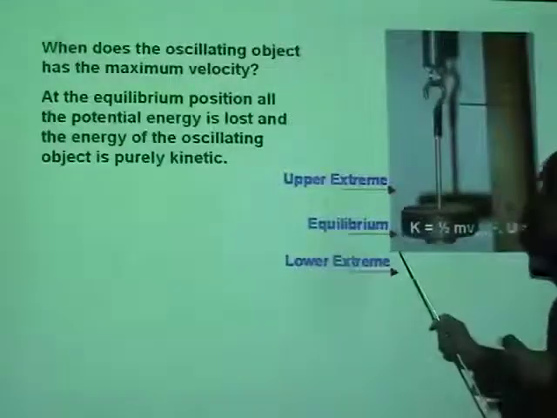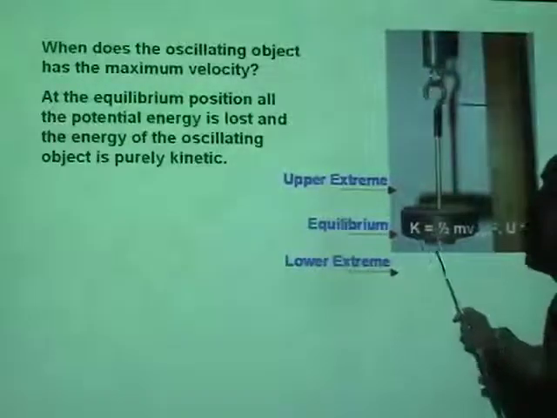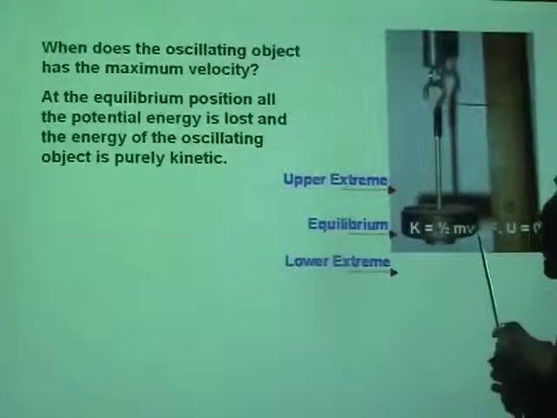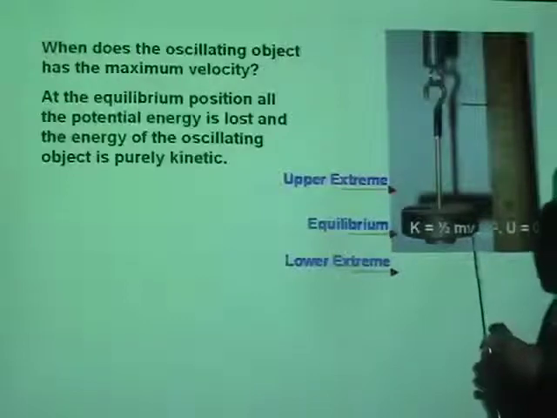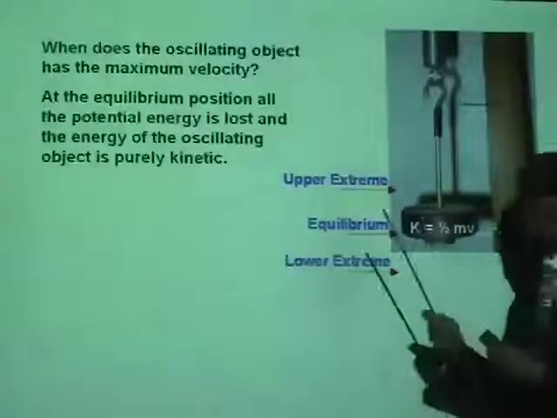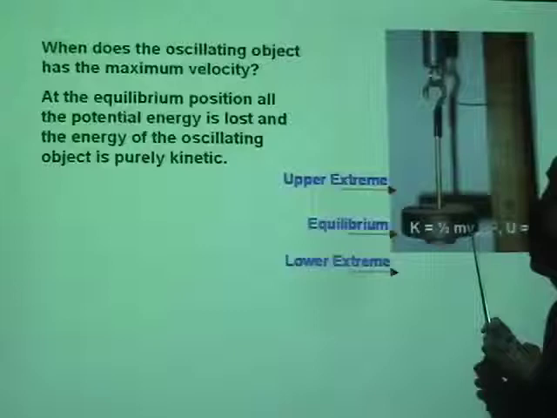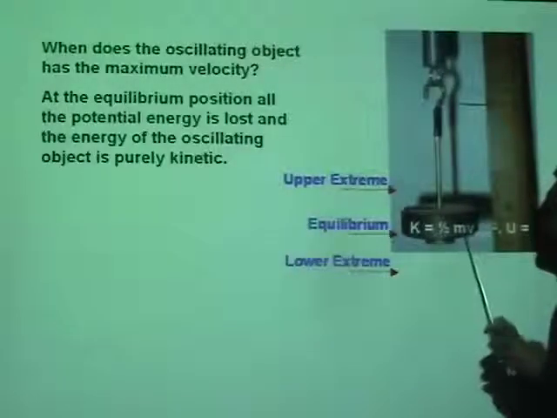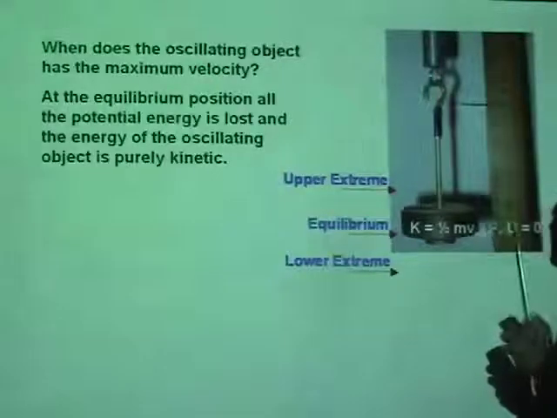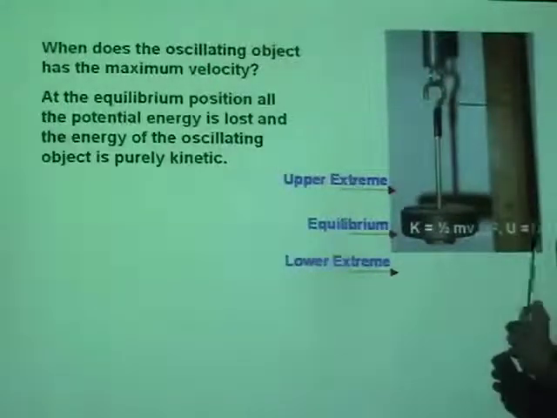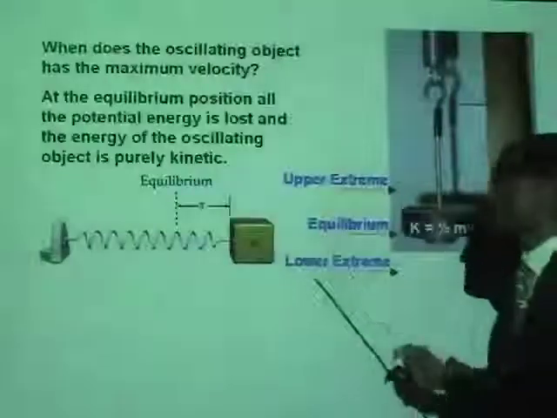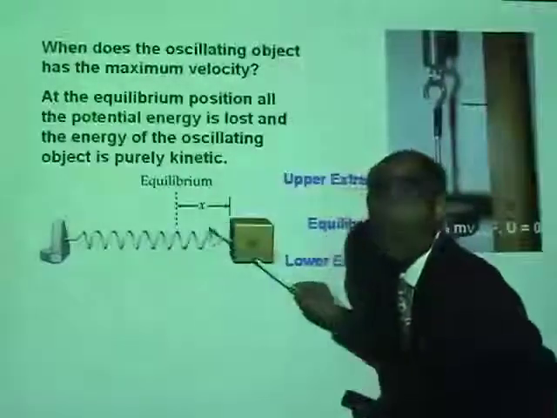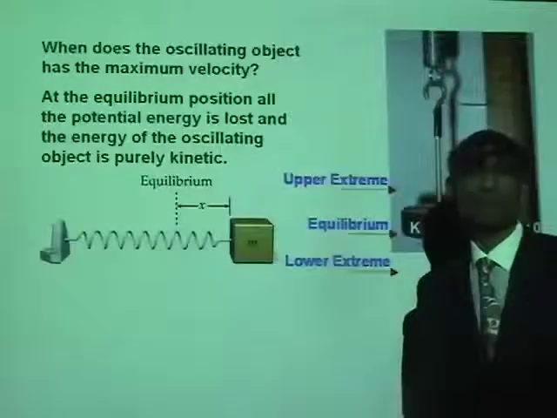So look at this. At the equilibrium, kinetic energy is 1/2 m v max squared. Look at the way I wrote velocity. The velocity at the equilibrium has the maximum value, so I wrote v sub max. Kinetic energy is 1/2 m v max squared. Potential energy is 0. So this is the same case for the horizontal oscillation as well.